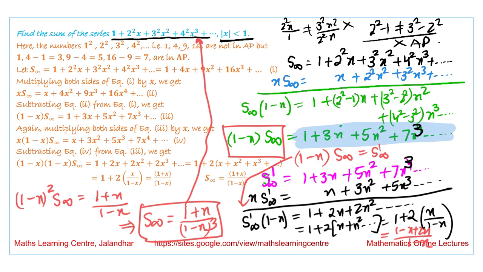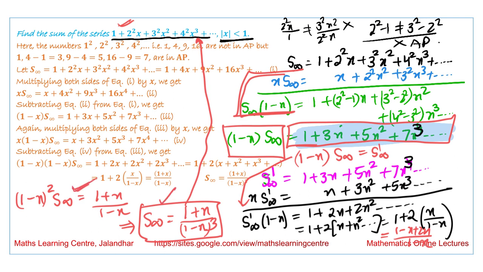So one thing is clear over here: this series is not an arithmetico-geometric series, but we have rearranged the terms, performed these operations, and obtained a series which is an arithmetico-geometric series. We have calculated the sum of this series and obtained the answer that S infinity is equal to (1 + x)/(1 − x) whole cube. This is the final answer we have obtained.